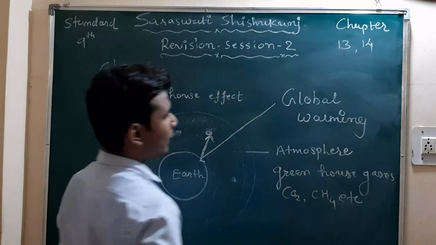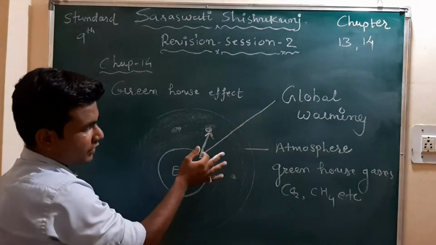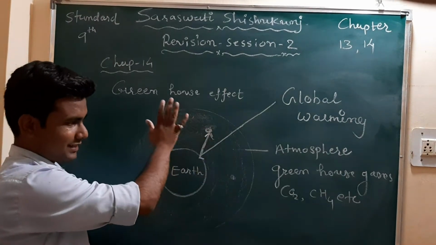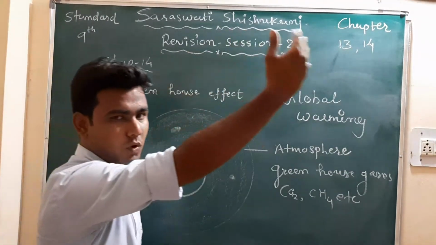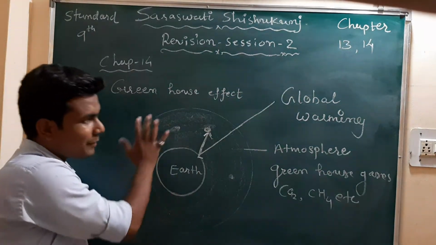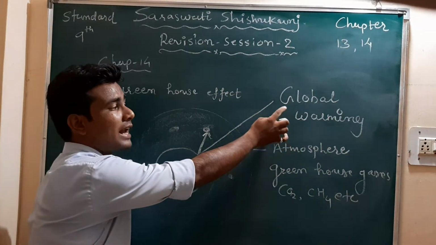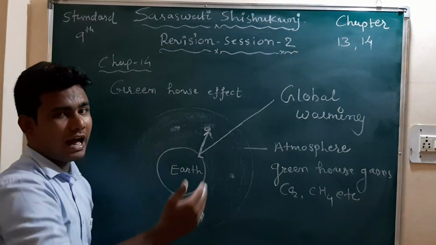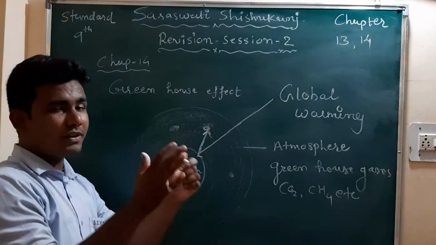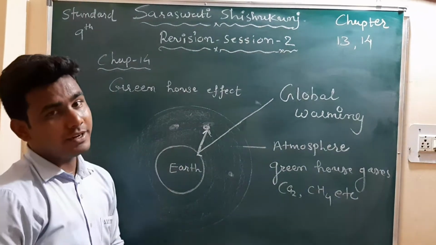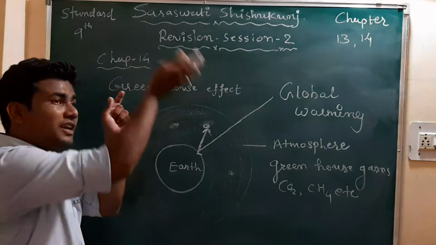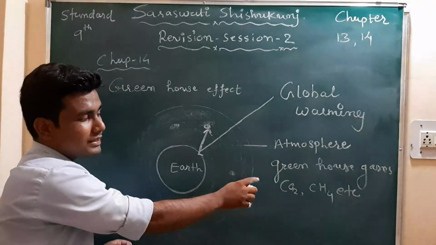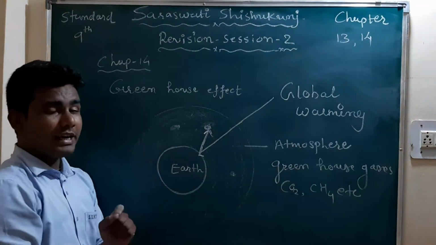Now when the heat rays enter the atmosphere of Earth and try to go out, these greenhouse gases will not allow them to go back, and this increases the temperature. That is called global warming. But generally this is done in greenhouses, which you have seen in different farms. The effect of greenhouses and the effect due to these greenhouse gases is similar.